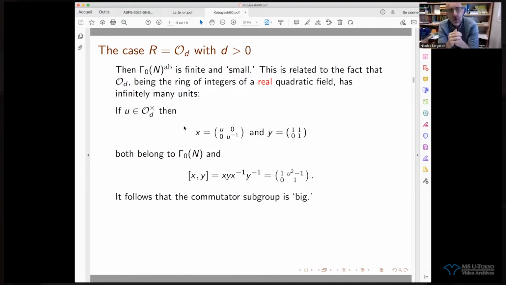For example, just to give you a reason why the abelianization is finite, if you take a unit u in O_D, then you can form the diagonal matrix (u, u^-1), and take the commutator with the unipotent matrix (1, 1, 0, 1). These two elements belong to gamma naught of n, and if you form the commutator, you get more elements thanks to u. You take more unipotent elements. So the commutator subgroup is in fact quite big, and playing like that, you can, in the end, even show that the abelianization of gamma naught of n is finite. So here there is very little homology. Let's say that it's not very interesting in degree 1.